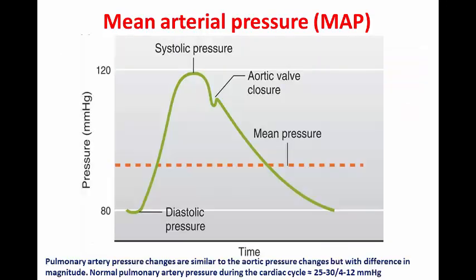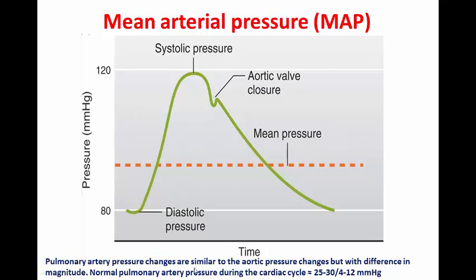So again, here we have the maximum aortic pressure, the systolic pressure, 120 millimeters of mercury. This is the end of ventricular systole and closure of the aortic valve. This is the minimum pressure in the aorta, the diastolic pressure, the 80 millimeters of mercury, and this is the mean pressure, the mean arterial pressure.